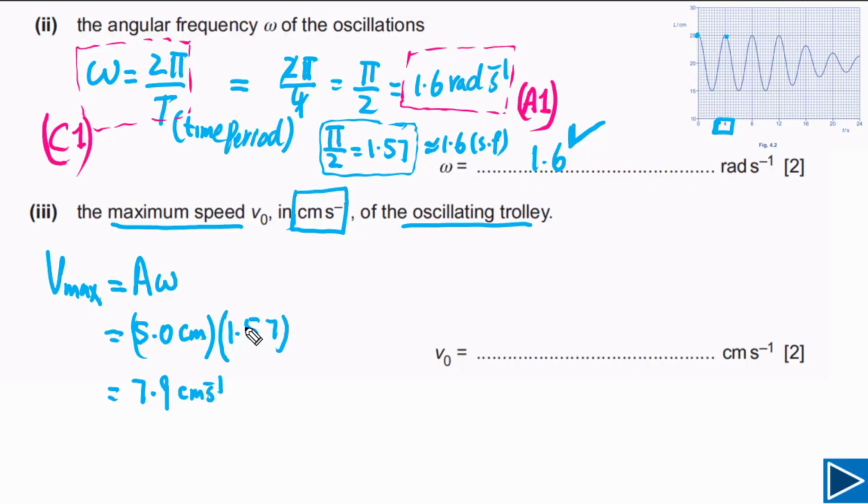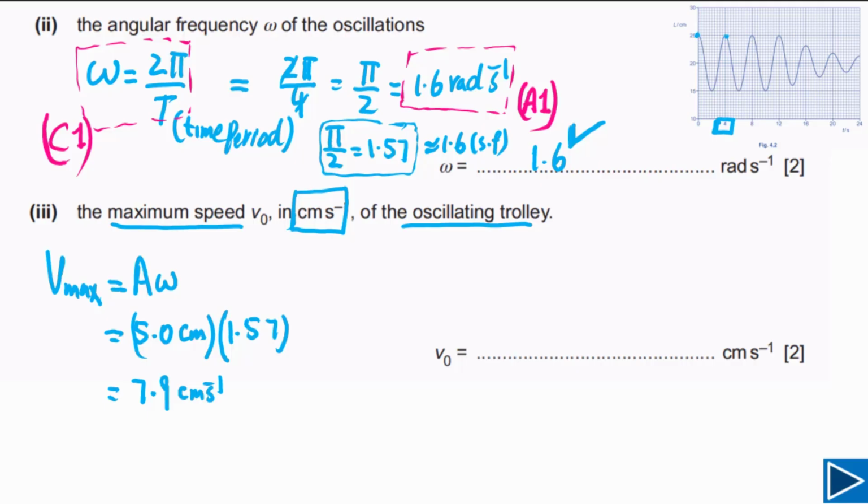It's better to use the exact values in the next calculations. So this is good science. So always try to use exact values in the next calculations. And so our final answer is 7.9 centimeters per second. And this question has 2 marks.